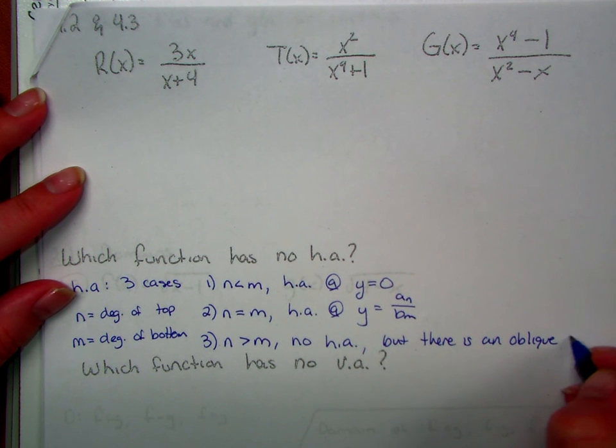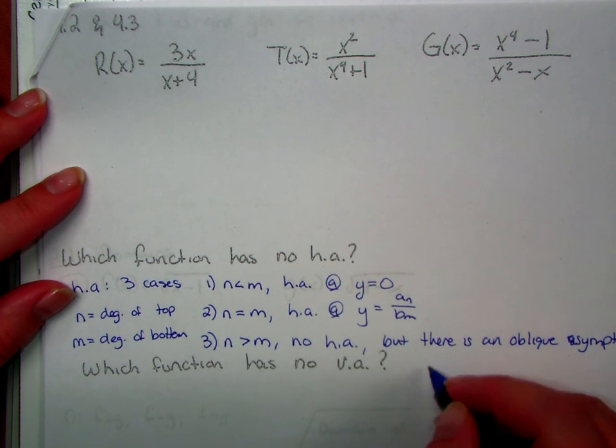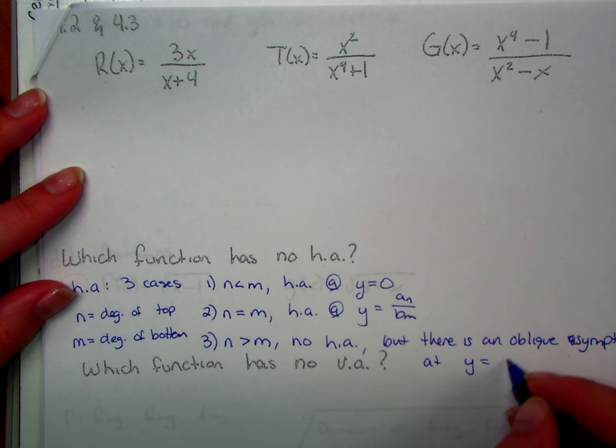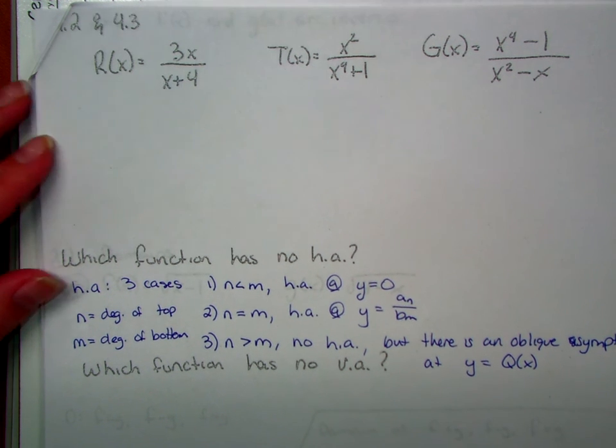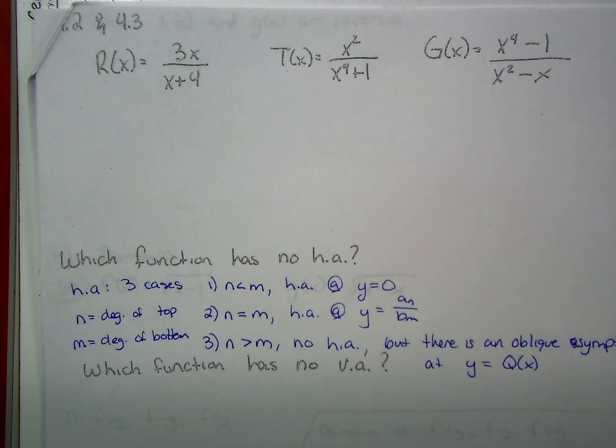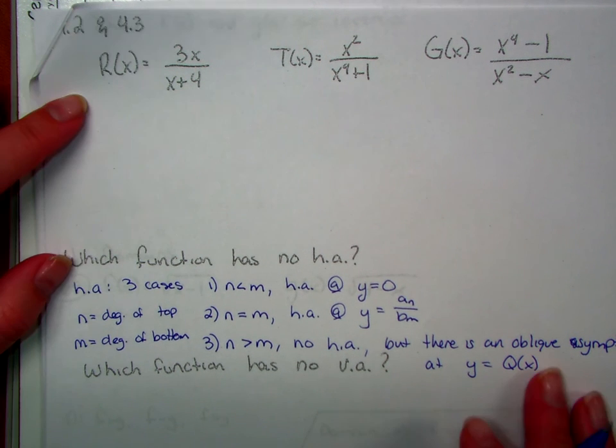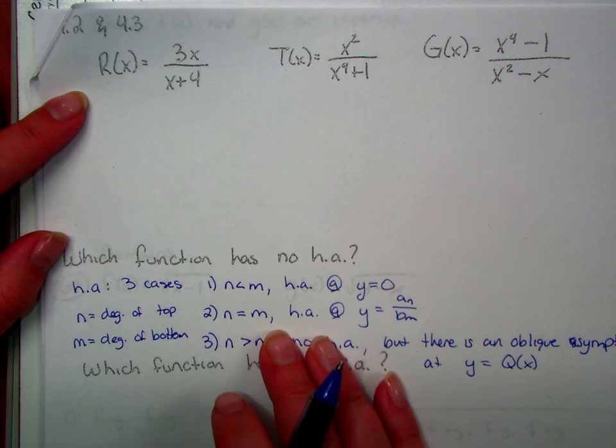Oblique asymptote at the quotient, q of x, right? So we would actually have to use division in order to figure that out, okay? So let's look at these 3 functions here and apply these 3 cases.